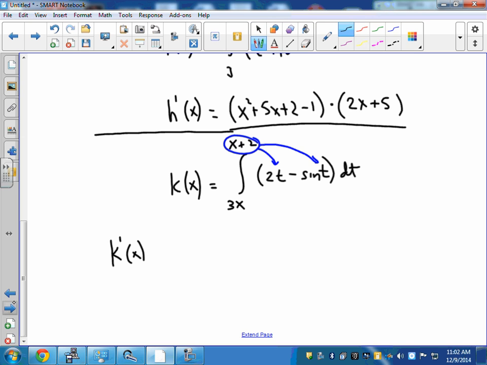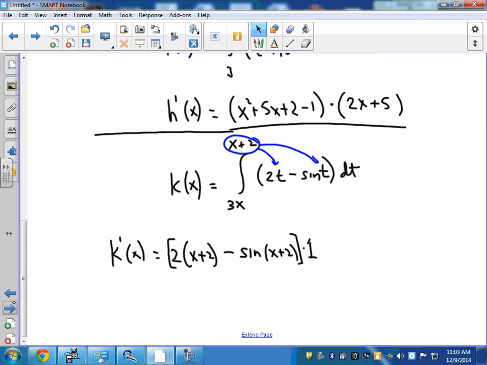So here's our answer. It's going to be 2 times x plus 2 minus the sine of x plus 2. So that's putting minus the sine of x plus 2. That's putting the upper limit in. We do have to multiply that by the derivative of x plus 2, but that just happens to be 1. But now we also have to consider this lower limit. We have to put that in.